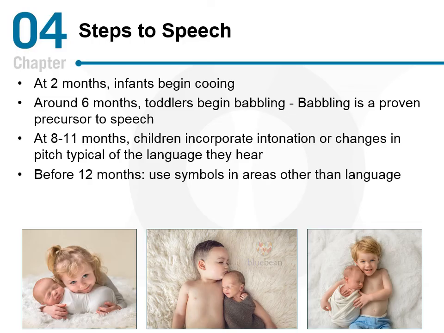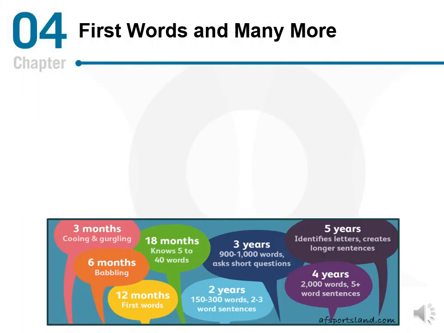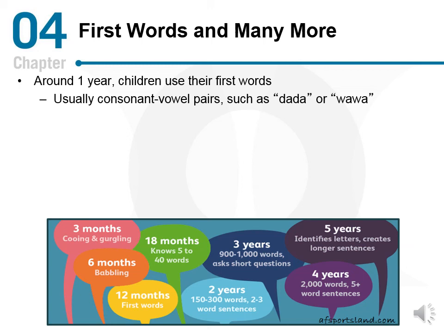Somewhere around 12 months, we've already said that symbolism starts to come in, and we know this through Piaget. And then at 18 months, we gain sort of the insight that words are symbols for objects. And up until about then, we might have some words, but we may not understand that those words actually represent something. From there, at about a year, we know that children usually start using their first words, mama, dada. Notice that they have this consonant vowel pairing.